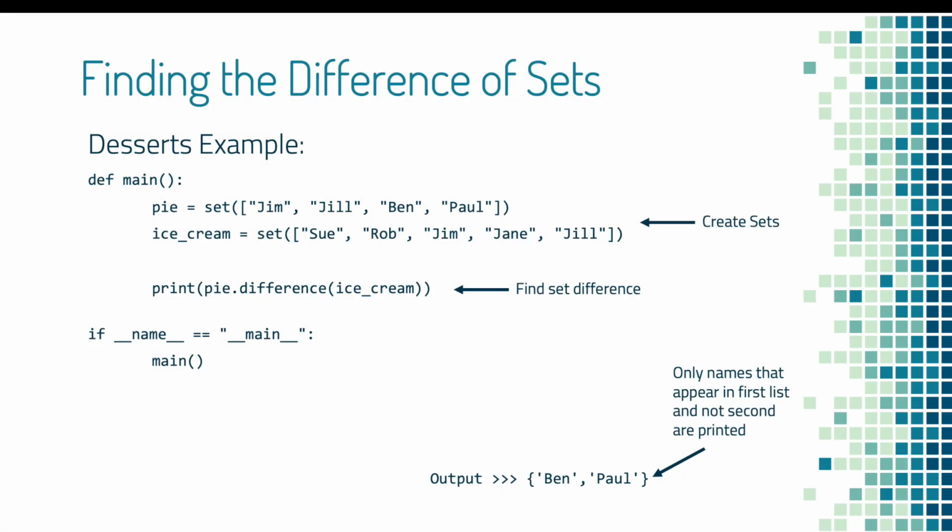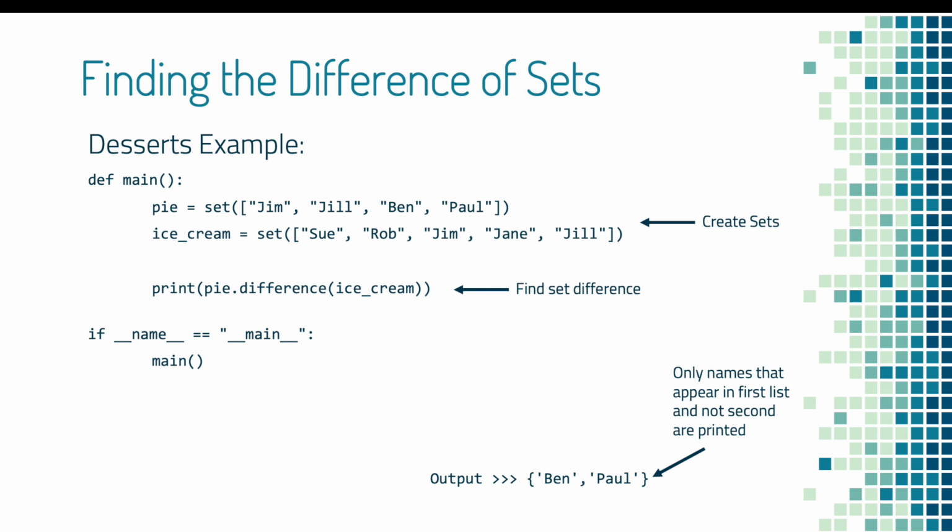So here we have Jim, Jill, Ben, Paul, and we have Sue, Rob, Jim, Jane, Jill. If I say pie difference ice cream, we're saying which ones are in set 1 but not in set 2. Jim is in both, Jill is in both, Ben is not in the second one but it's in the first one, and Paul is in the first one but not in the second one. So those last two, Ben and Paul, we don't care about Sue or Rob or Jane, okay? Because they're only in the second one. We only care about what's in the first one that's not in the second one, okay?